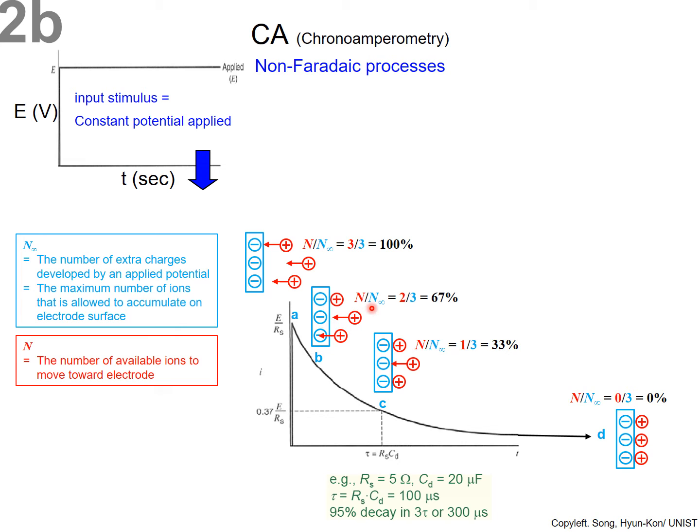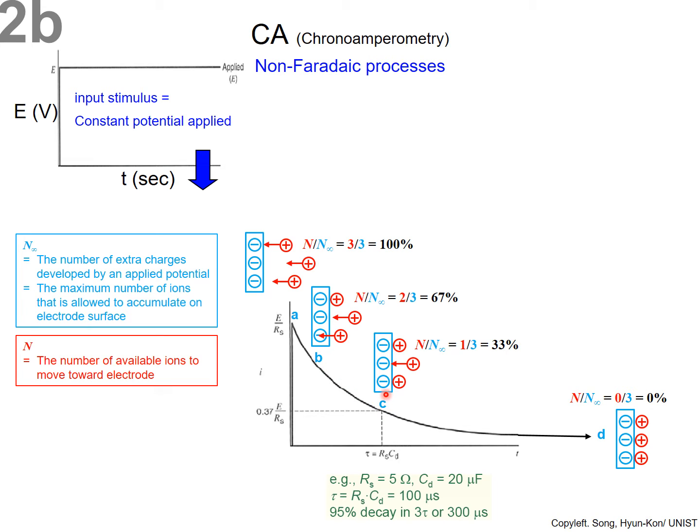So the available ions for charge movement per the n infinity is about 67%. Then from 100% to 67%, the current decreased, from here to there. Then let's go to the point C.